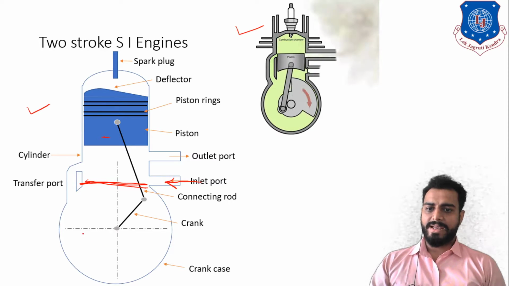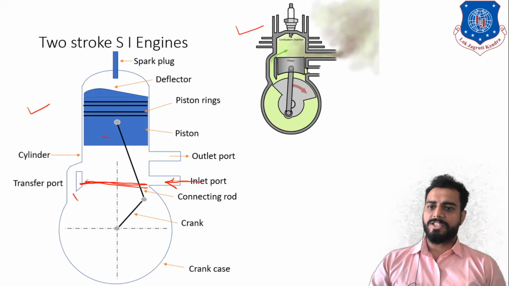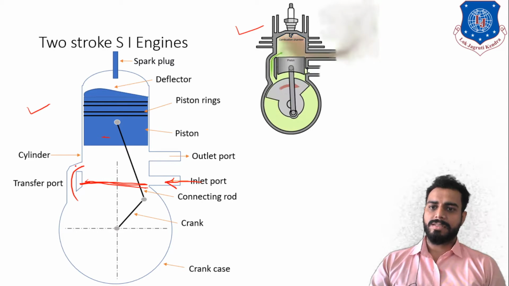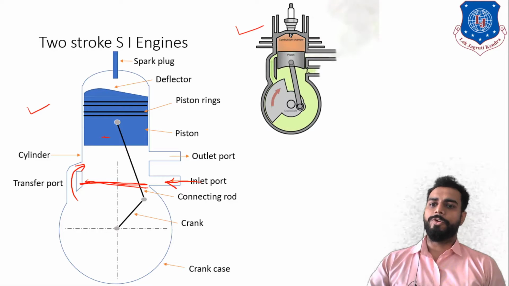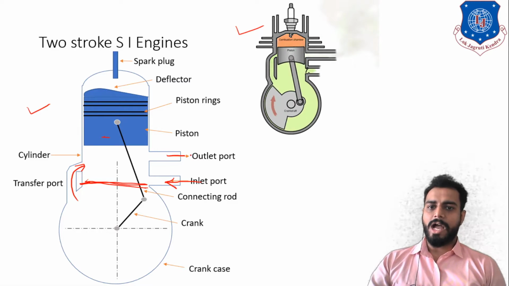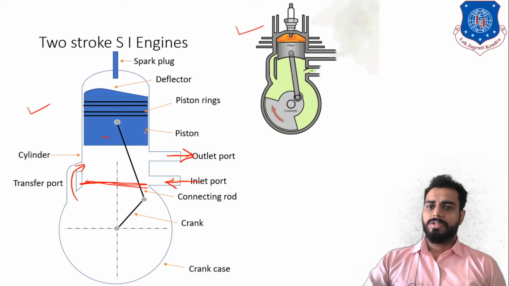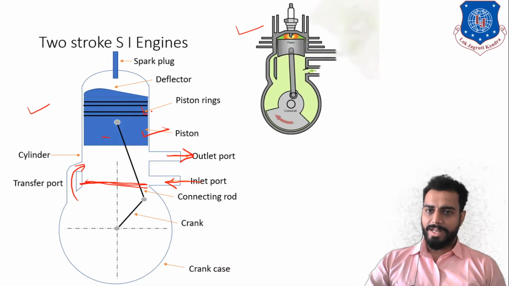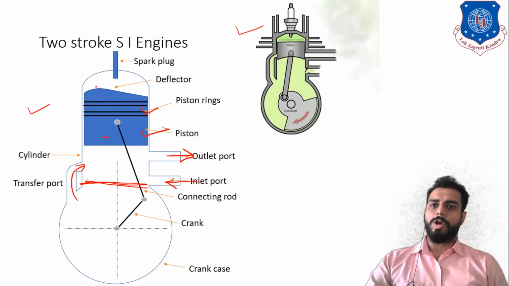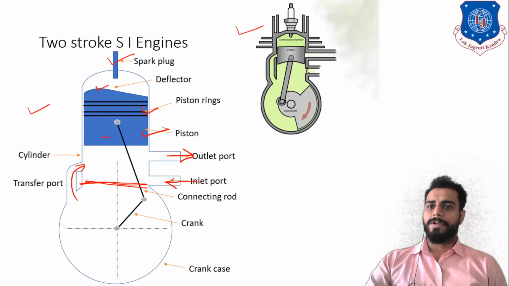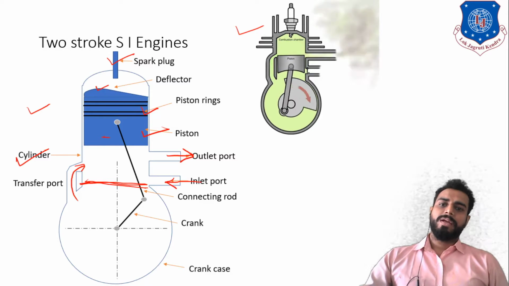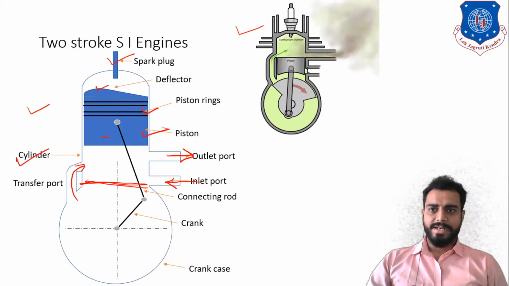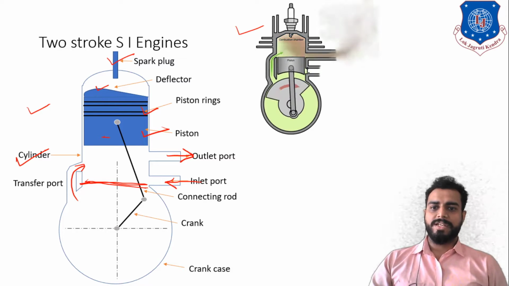This is the crank and crankcase. This is the transfer port, like this. That means nothing but a way or path to move the fluid. Next, this is the outlet port. This is the piston rings. Piston ring and piston have deflector on top of the piston, and the spark plug is also provided. Also, there is a cylinder. Now, let's understand how this whole mechanism is working.